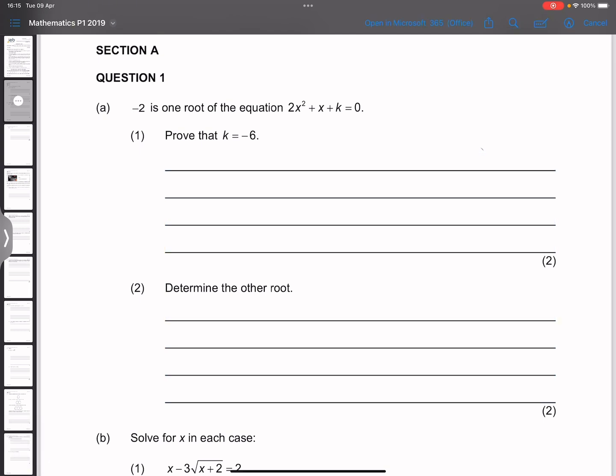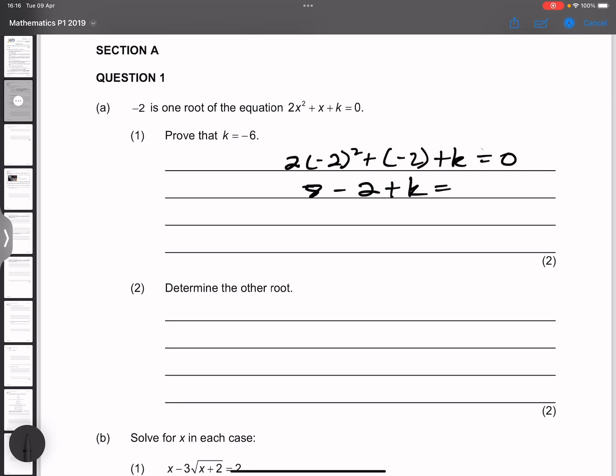So we've got 2 times negative 2 squared plus x is negative 2 plus k equal to 0. And this gives us 8 minus 2 plus k equal to 0. I'm sure you can see that k will be negative 6. Right, so they say determine the other root, which means we need to actually factorize this.